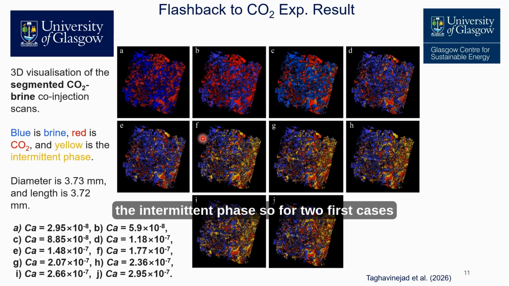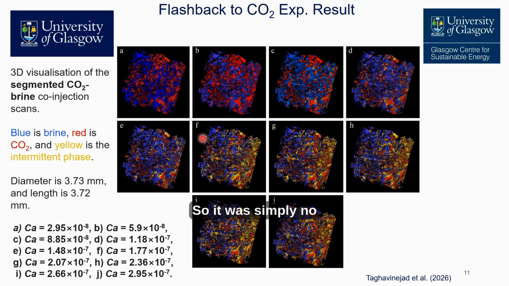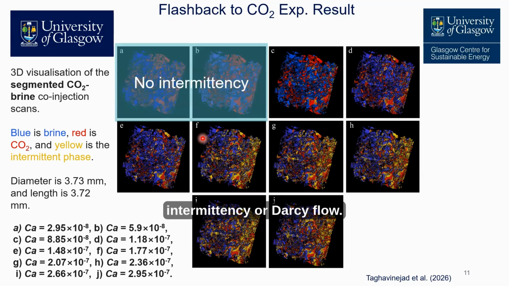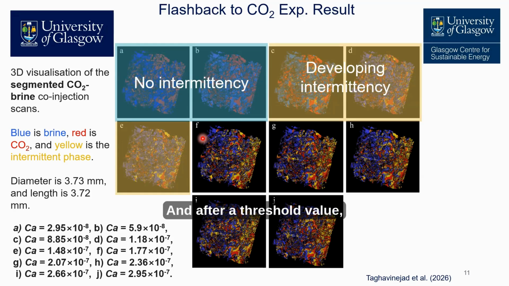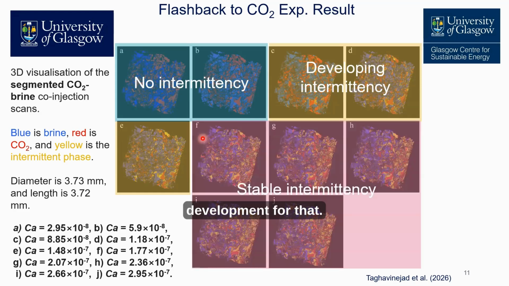So for the first two cases, very low capillary numbers, we couldn't see any intermittency. So it was simply no intermittency, or Darcy flow. For the next three capillary numbers, we could see intermittency occurs and it develops with the capillary number. So we can call it developing intermittency because we see more and more intermittencies in the system. And after a threshold value, we can see the intermittency reach stability and there's no more development. So you could call it stable intermittency.